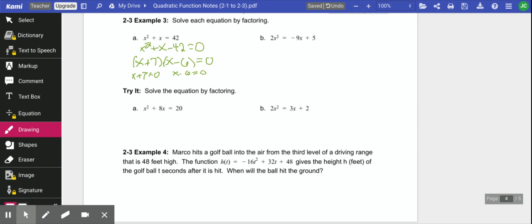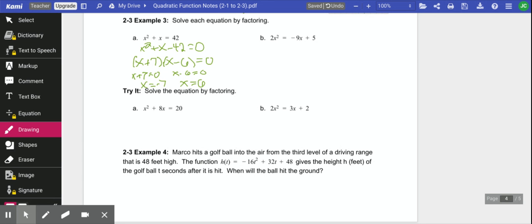And we solve those two mini equations. We're going to subtract 7 from both sides. We get x equals negative 7. We're going to add 6 to both sides. x equals 6. Okay, so those are the solutions to this equation. All right, let's try out another one like this.